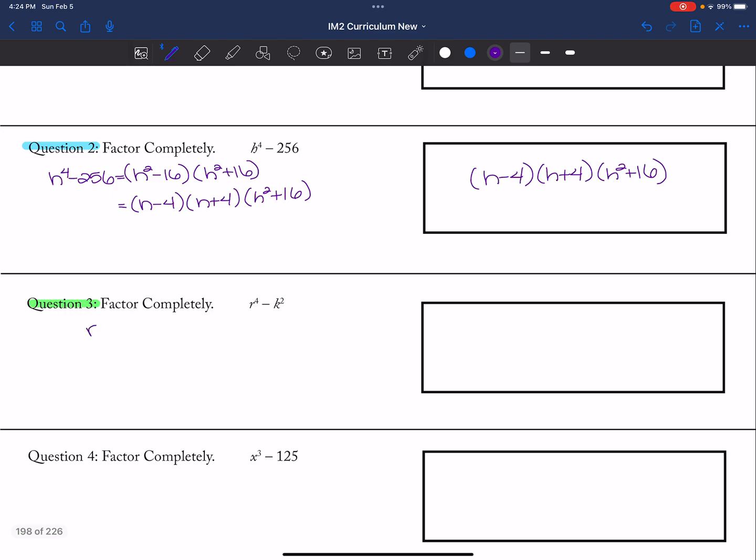Okay, so r to the 4th minus k squared. I guess I don't have to rewrite it out. So this would be r squared minus k and r squared plus k.